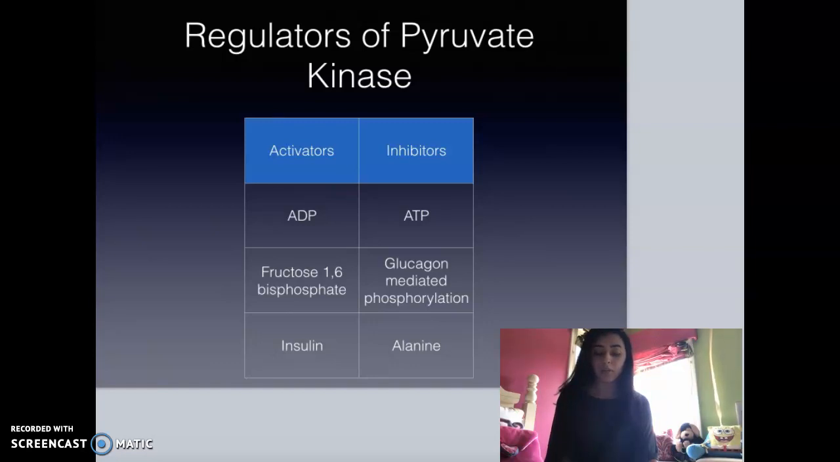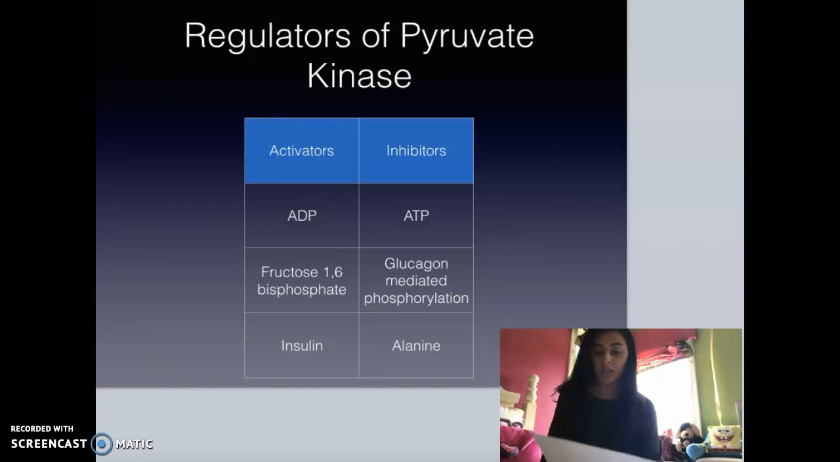The hormonal inhibitor would be glucagon-mediated phosphorylation. Glucagon is released when there are low levels of glucose in the blood. As a result, we do not want to be breaking down any more glucose. Instead, we want to have the liver break down glycogen and release more glucose into the blood. Alanine is another inhibitor that indicates gluconeogenesis needs to occur. Again, when gluconeogenesis needs to occur, we do not want to have glycolysis going on so that the glucose that is just being made will not be immediately broken down. For this reason, pyruvate kinase will not need to be activated.